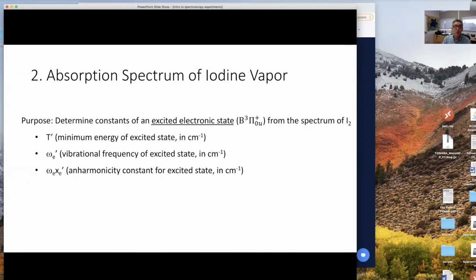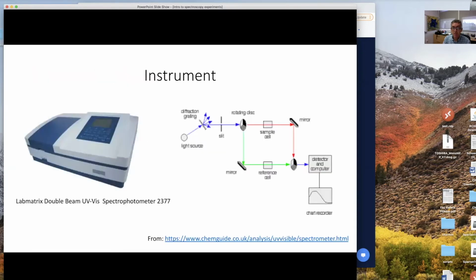So the purpose of this experiment is to determine the constants of an excited state, which is described by this term symbol here, from the spectrum of I2. And there are three things that you will determine from your experiment: T prime, omega E prime, and omega E X prime. These are the minimum energy of the excited state, the vibrational frequency or vibrational constant of the excited state, and the anharmonicity constant for the excited state. So let's talk about the experiment and then how you'll determine these things.